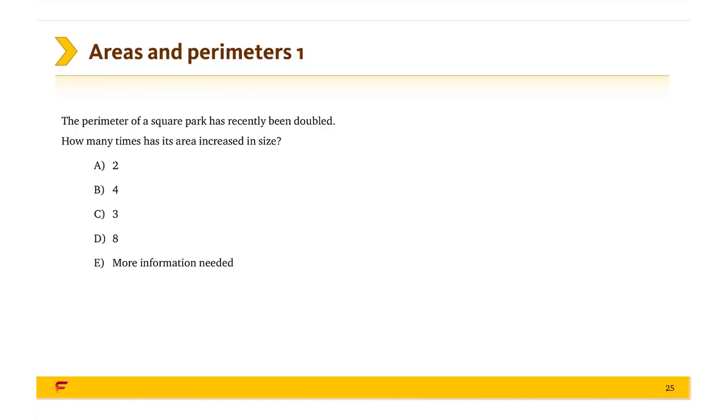Okay, the perimeter of a square park has recently doubled. How many times has the area increased in size? Let's draw again.